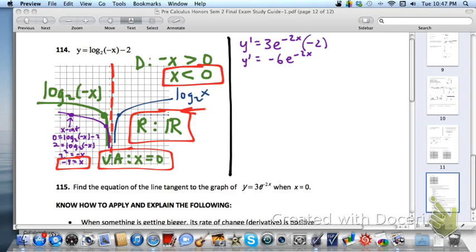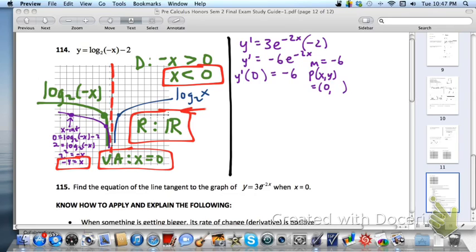That's y prime. We want the equation of the tangent line. If we want the equation of the tangent line, we need the derivative, we need the slope, which is the derivative at x equals 0, because the derivative depends on x. So when x is equal to 0, we just get negative 6 times e to the 0, which is negative 6.